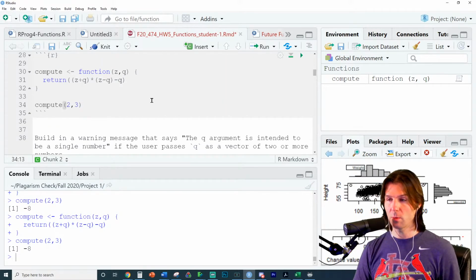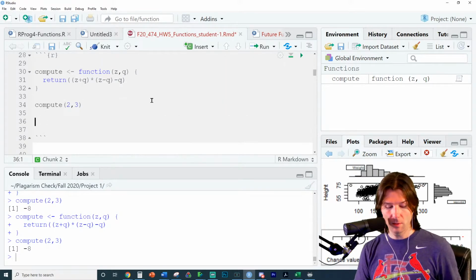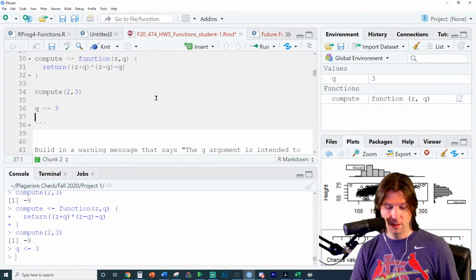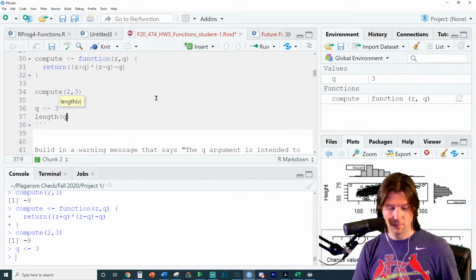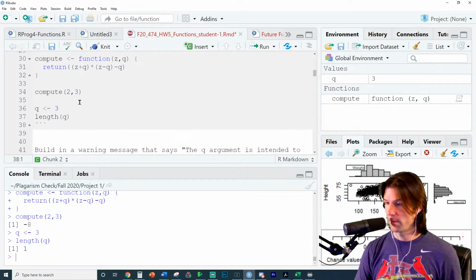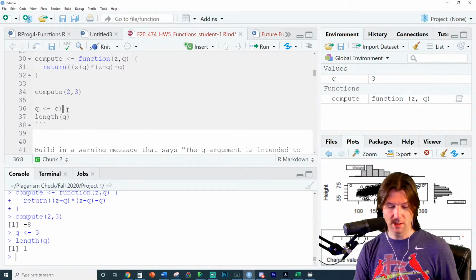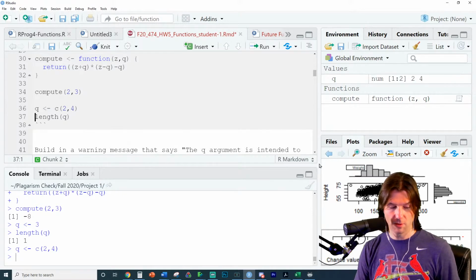So what do we need to do? We need to look at q. So we need to go here and look at q, and we could store a q in the environment to just look at it. There's a q. And we want to look at the length of q. Length of q is 1. But what if q were to be something like this? This is when we want our function to stop if q is larger than 1.